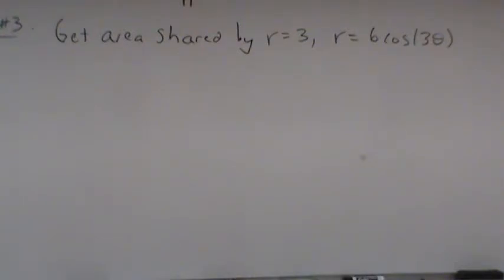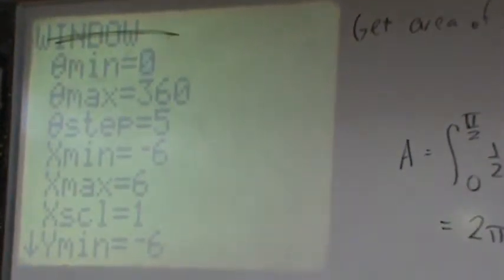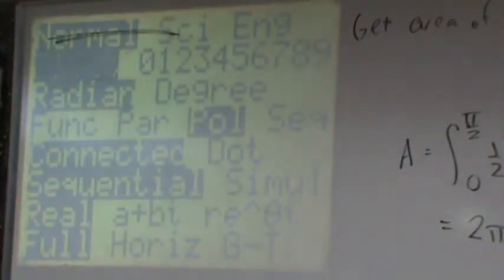Abigail, are you able to see that well enough from where you're standing? Yes. Okay. Then I can just leave it here because it's a convenient place for me to put this. R equals 3 and r equals 6 cosine 3 theta. What's my window? Oh, my window's good. Make sure you're in degrees mode.